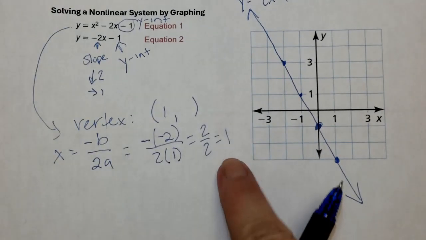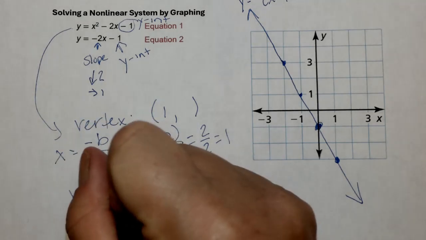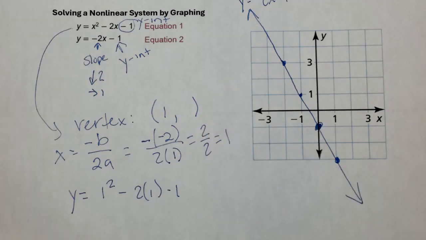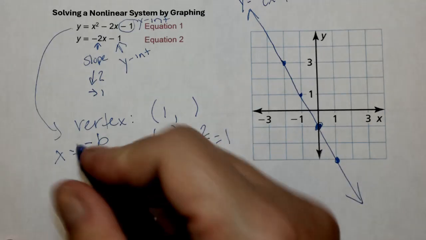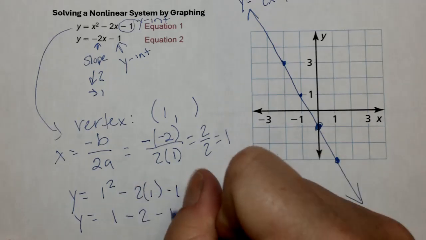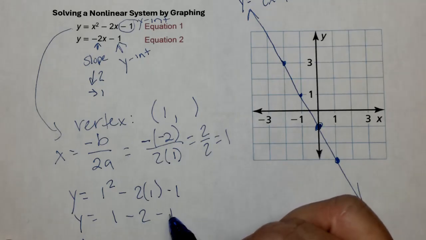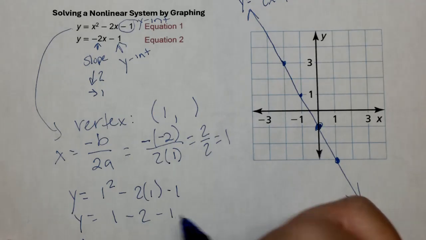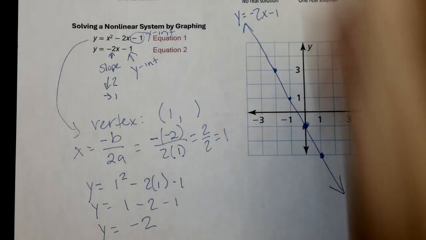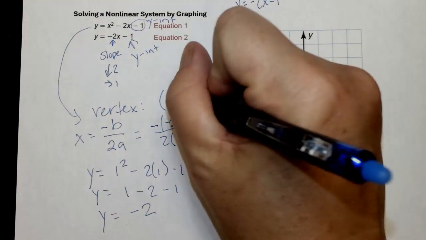So how do I do that? Recall that we just plug 1 into our equation. So y is equal to 1 squared minus 2 times 1 minus 1. Now we're just going to solve. 1 squared is 1, -2 times 1 is -2, minus 1. So 1 minus 2 is -1, minus 1 is -2. I'm going to zoom out just a little. There we go. Now we can graph this one. We know the vertex is 1, -2.